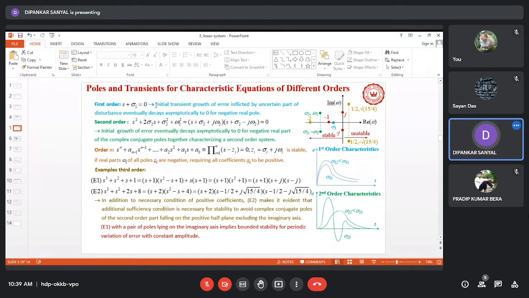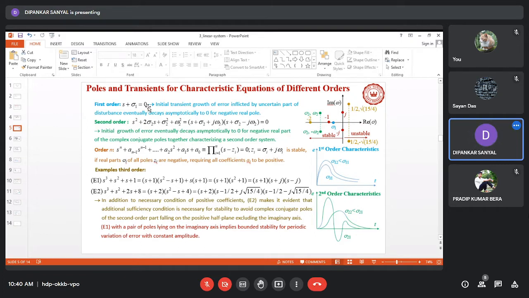For a first order system of this kind, its root is minus sigma 1, so it will fall somewhere here. And as we have already discussed, if the poles fall on this part of the complex plane, including the imaginary axis, then we can infer the system to be stable. But if it falls on the other side, the system would be unstable.